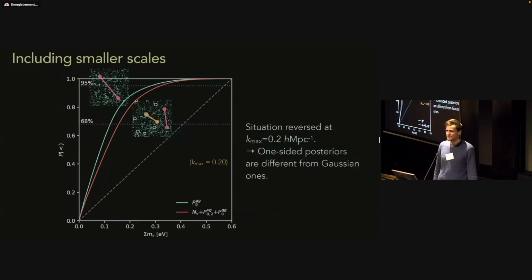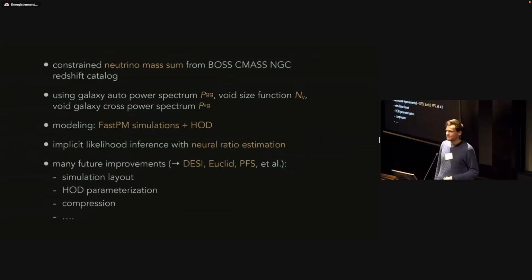Interestingly, the situation is a bit different when we include somewhat smaller scales and go to k-max of 0.2. We did a whole investigation of what's going on there. I think the message here is that these one-sided posteriors, which are bounded by the prior at 0, because neutrino mass can't be negative, behave a bit differently from your usual two-sided Gaussians. With this, I conclude, and I'm happy to take your questions. Thank you.